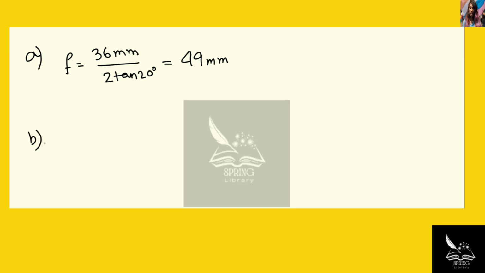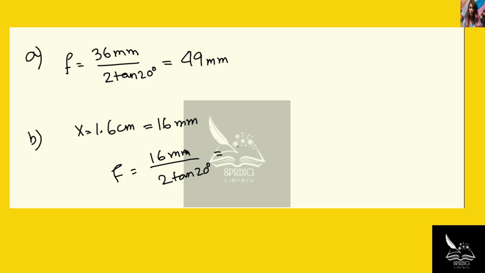And for part B, x is 1.6 centimeters. That's for the digital camera, which is equal to 16 millimeters. And hence f will be 16 millimeters divided by 2 tan 20 degrees, which is equal to 22 millimeters.